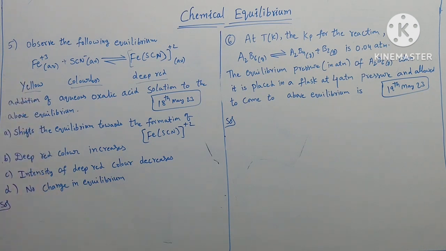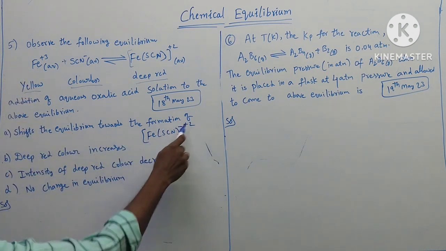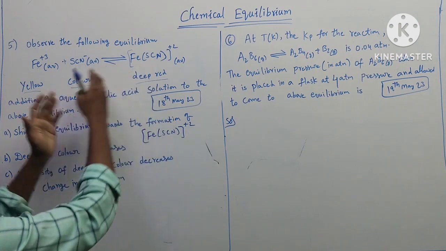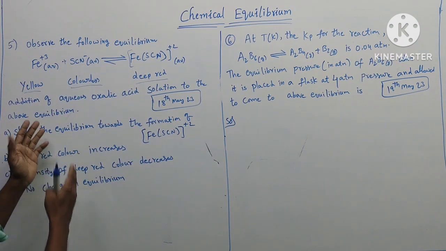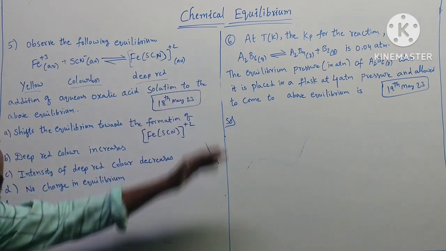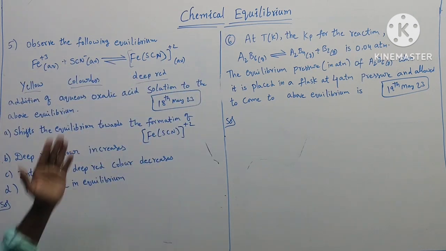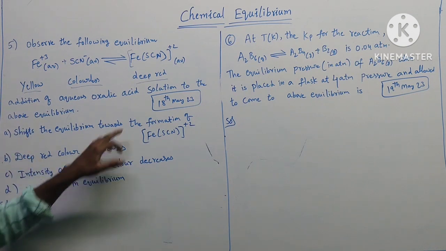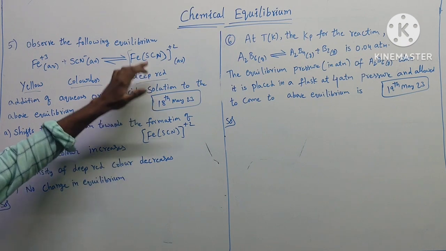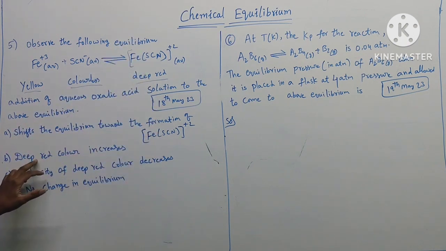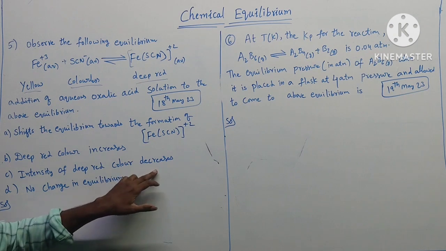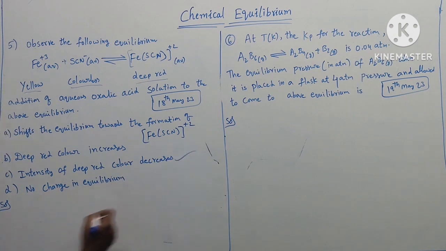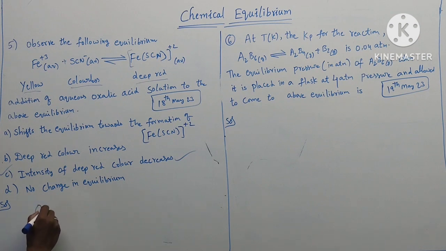So which option is correct? Shift the equilibrium towards the formation of FeSCN²⁺. The first option, the equilibrium shifts towards right side, is wrong. Equilibrium shifts towards left side, that is correct. Second option, deep red color increases, is also wrong, because the intensity of deep red color decreases. So the third option is correct. No change in equilibrium is wrong. So option C is correct.